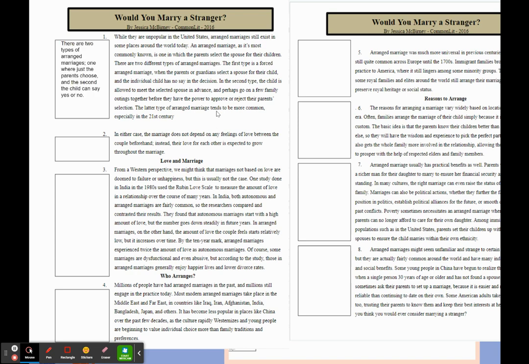So I just put there are 2 types of arranged marriages, one where the parents choose, and the second the child can say yes or no. I deleted all of the unnecessary information and put it into my own words in one sentence. Now, I want you guys to go through, read this paragraph, and put your own paraphrasings into these boxes.